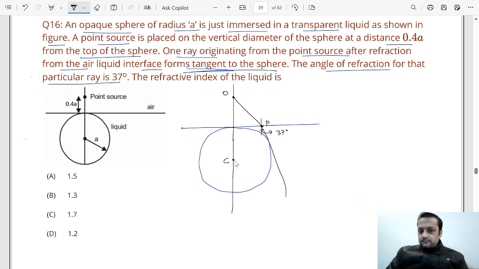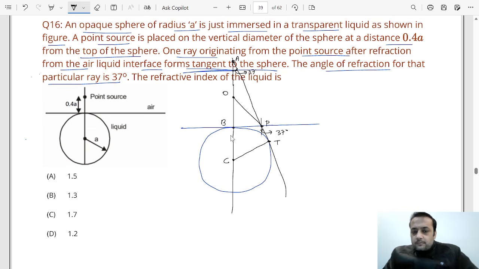Now look, I can join C to this point. Let's call this point T, where the tangent is drawn, and let's extrapolate this line PT slightly behind. So this angle will also be 37 degrees, as you can understand, because the line OC and this line are both parallel. Let's call this point A, and this point B. Now OB is 0.4A, which is also given to you in the question.